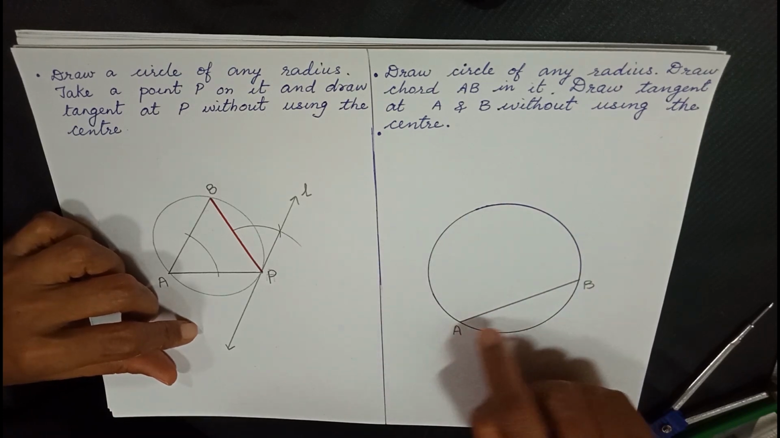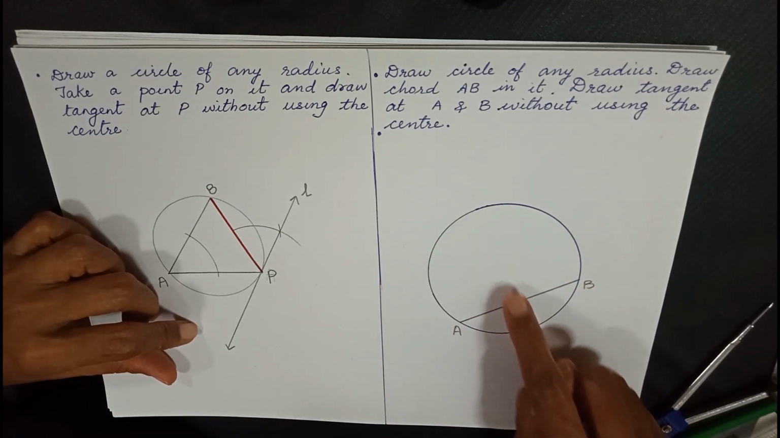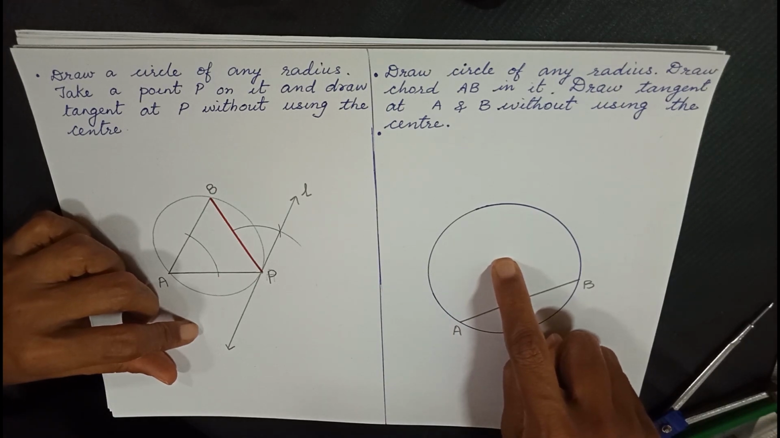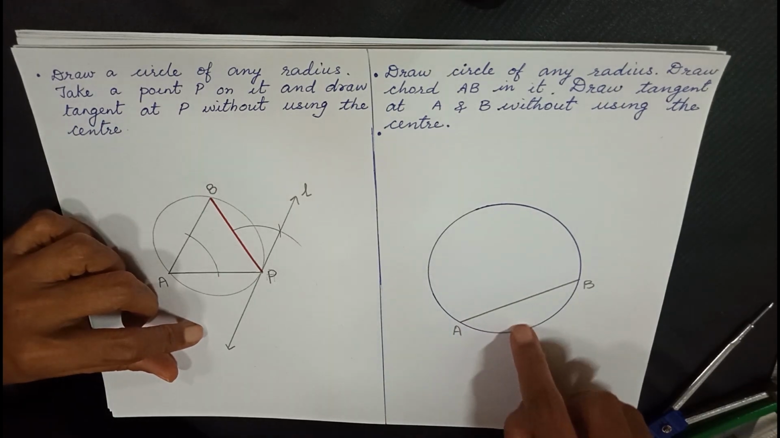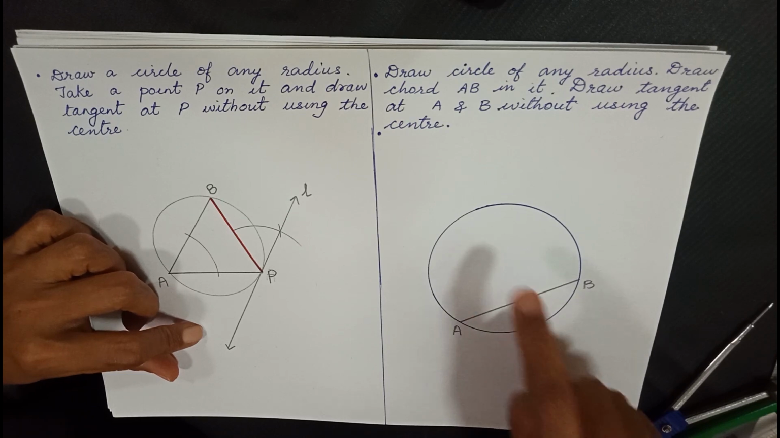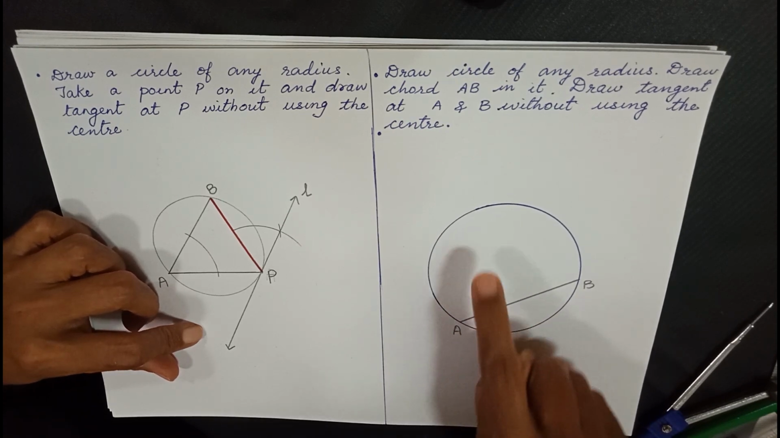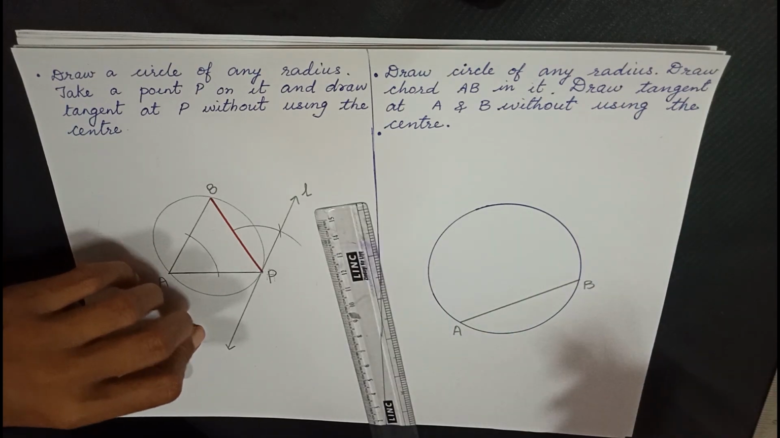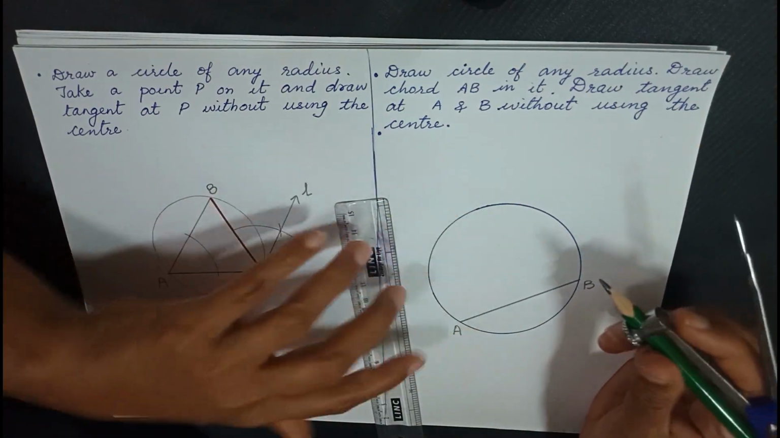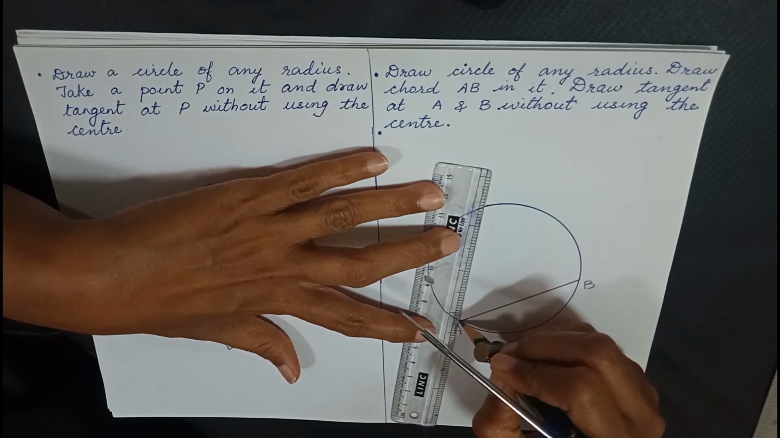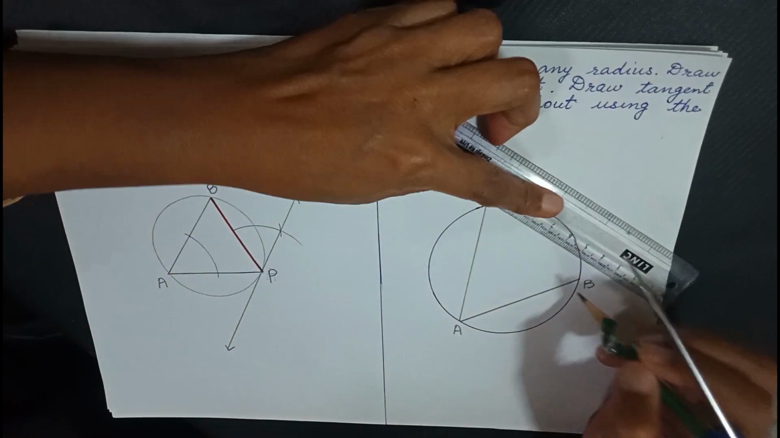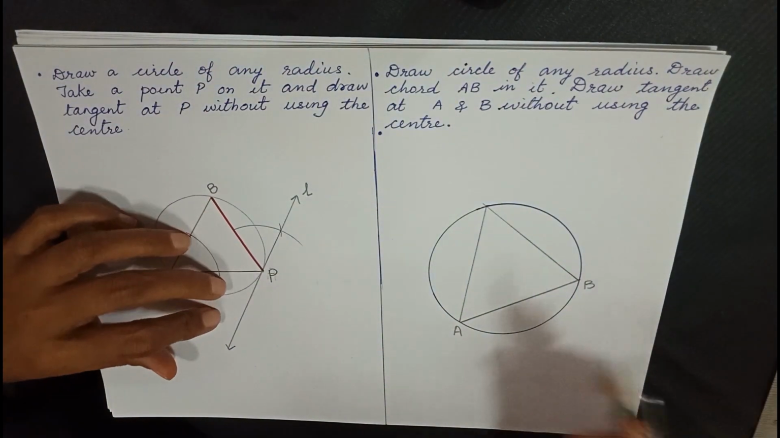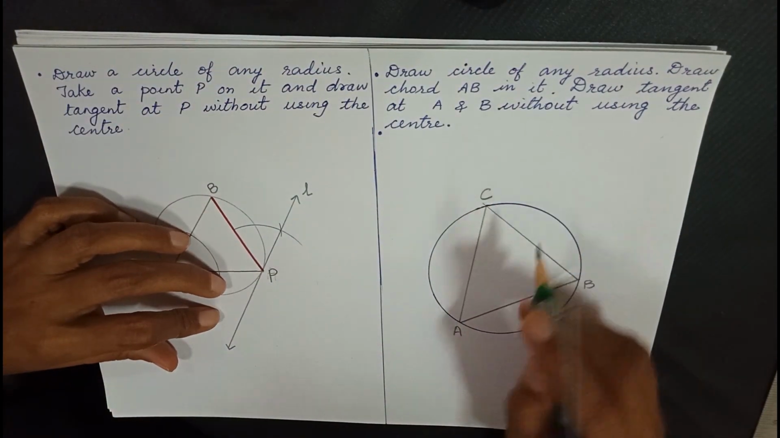Now, as again you can see, this chord AB has divided the circle into two parts, a minor segment and a major segment. And what our principle says is that the angle made in the minor segment will be equal to the angle made in the major segment. So again we repeat our procedure. We draw an angle in the major segment. Any measure, just using the scale and the pencil, we just join it anywhere in the circle. So you can see I got an angle C.